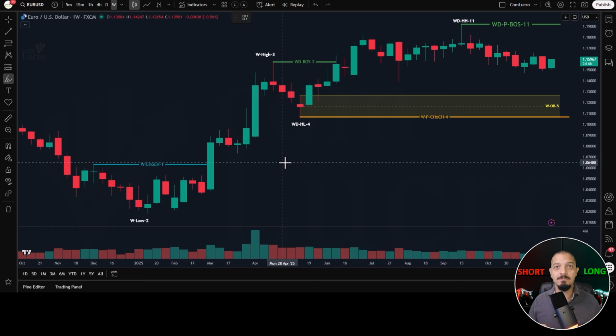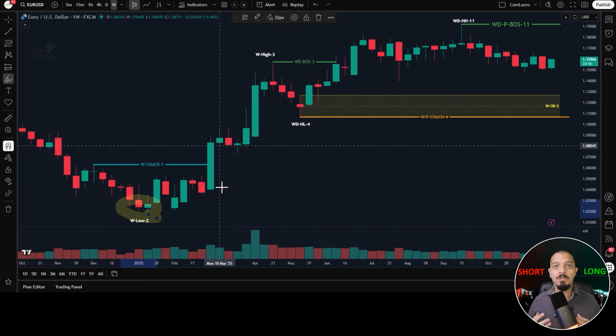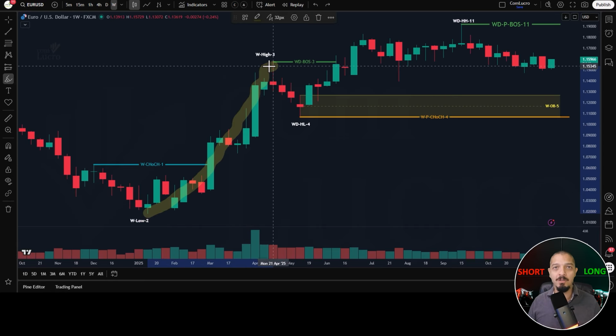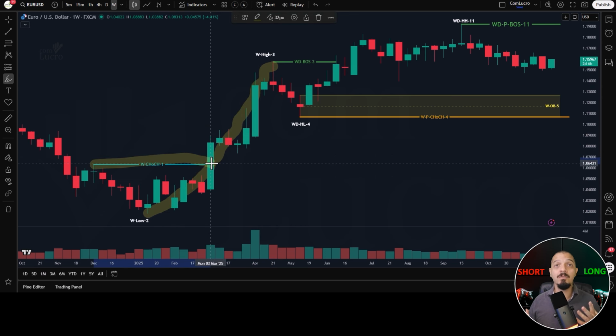Now, let's get started. On the weekly chart, the entire bullish cycle begins at weekly low 2. This is where the market finds support and starts building upward momentum. From that point, price pushes higher and creates the weekly change of character 1. This is the first confirmation that the previous bearish environment has ended and a new bullish phase is beginning to take shape.